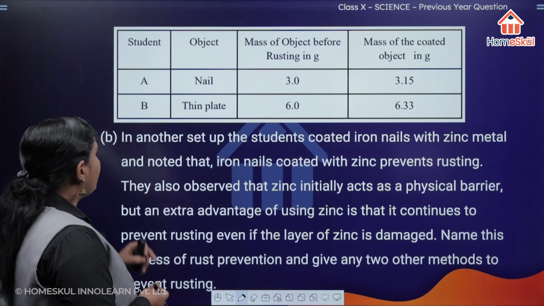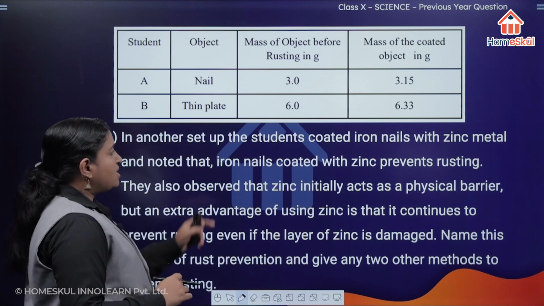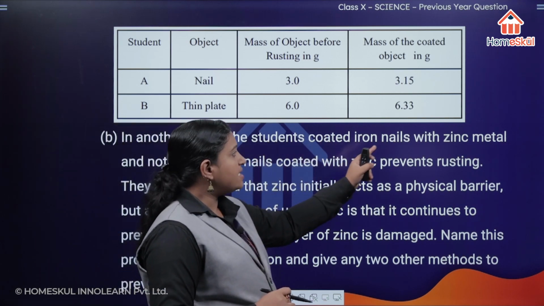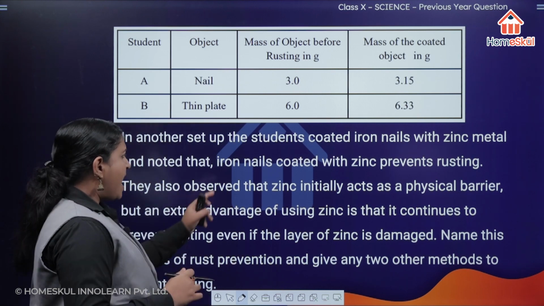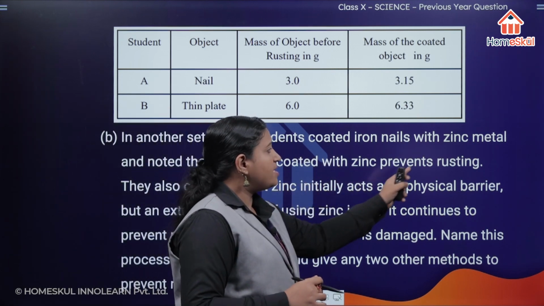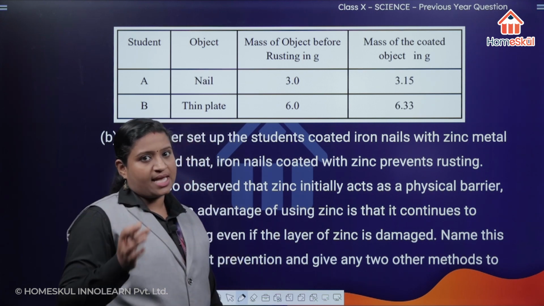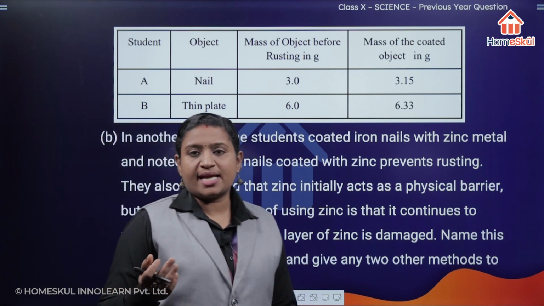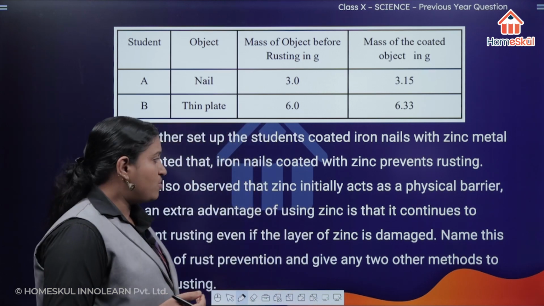Now, second sub-question from the same section. In another setup, the students coated iron nails with zinc and noted that iron nails coated with zinc prevent rusting. We know when an iron object is coated with zinc, surely rusting cannot take place. It is a preventive method, right? We have learned about it.